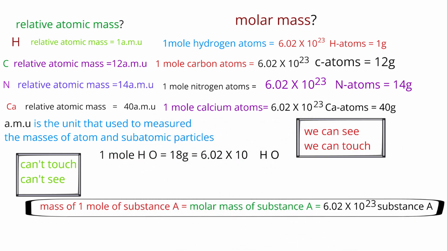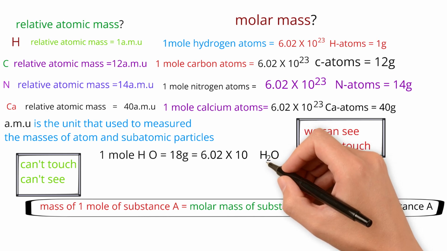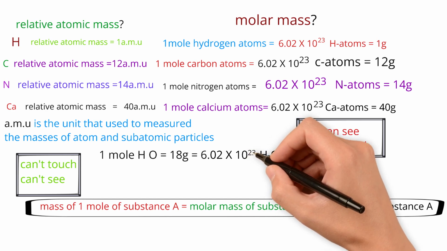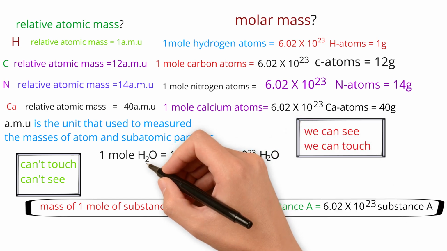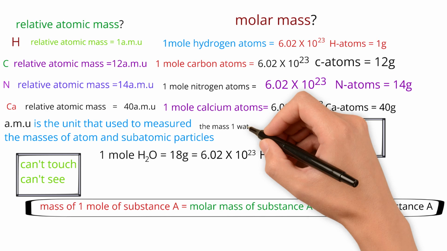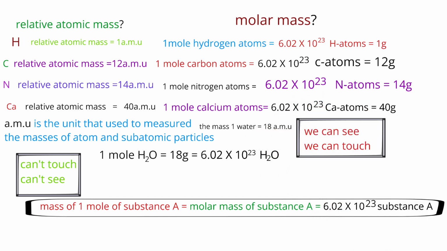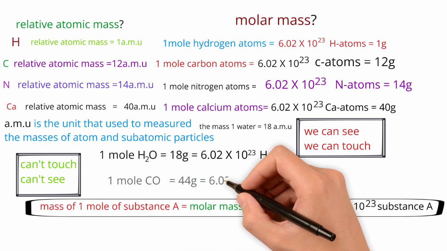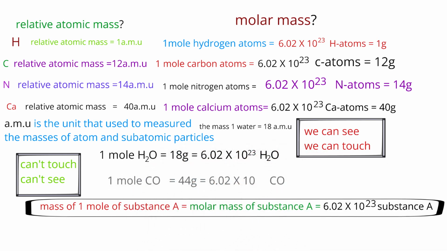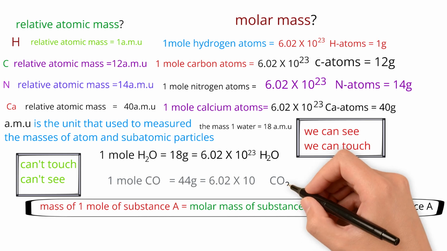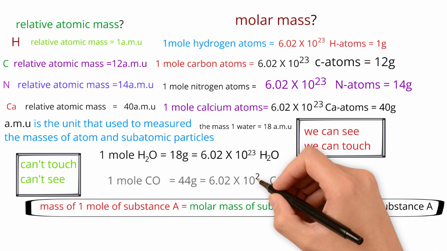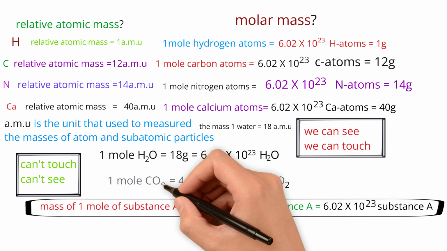Let me give you a different example. 1 mole of water molecules. The mass of 1 mole of water molecules is equal to 18 grams, which is equal to the mass of 6.02 times 10 to the power of 23 water molecules. But don't forget, the mass of a single water molecule is equal to 18 atomic mass units. The mass of 1 mole of carbon dioxide is equal to 44 grams, which is equal to the mass of 6.02 times 10 to the power of 23 carbon dioxide molecules.